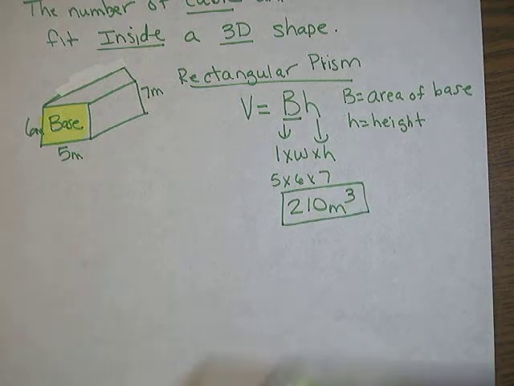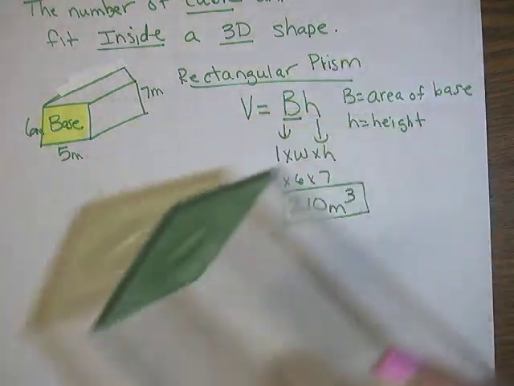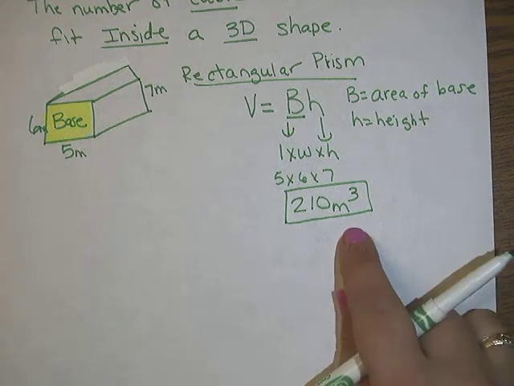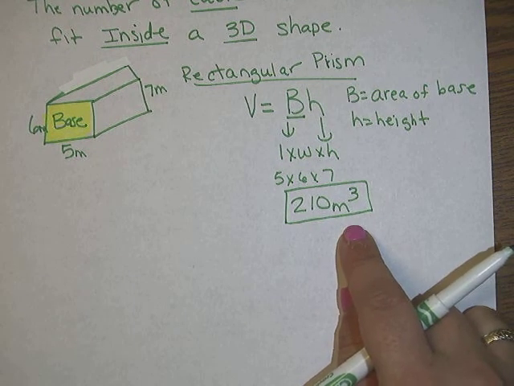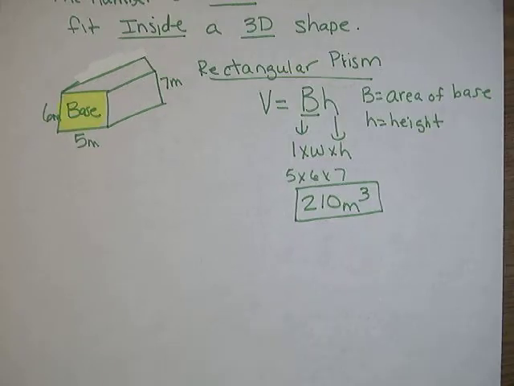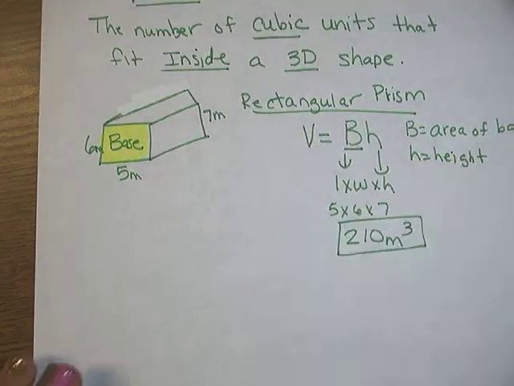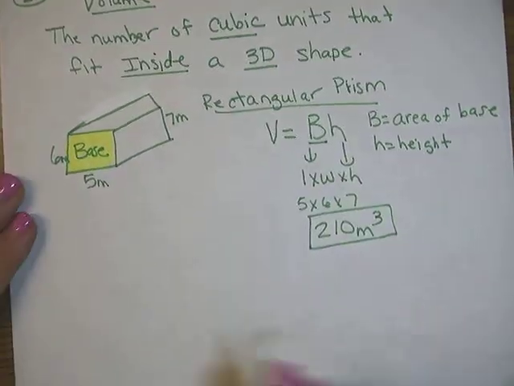So that means if I had this rectangular prism and it measured these dimensions, I could fit 210 millimeters, or I could say 210 pieces of rice, whatever my unit was. Okay, we could actually fill this. I could take the green out and we could fill this.